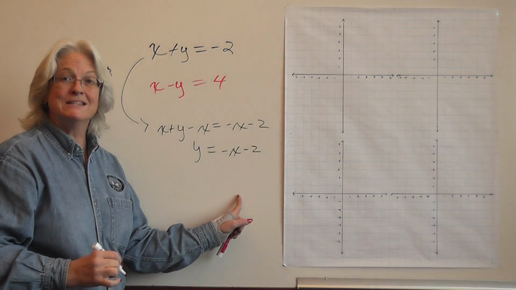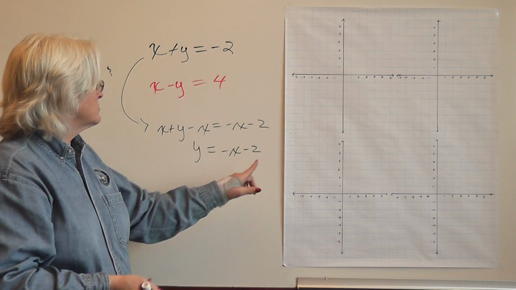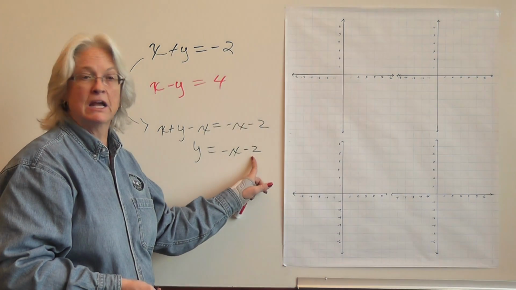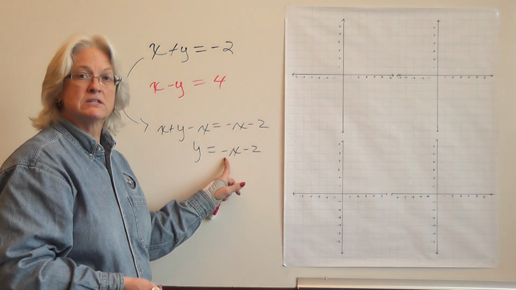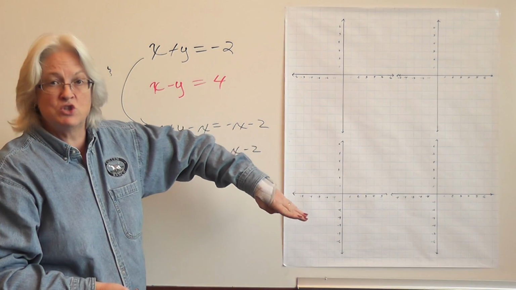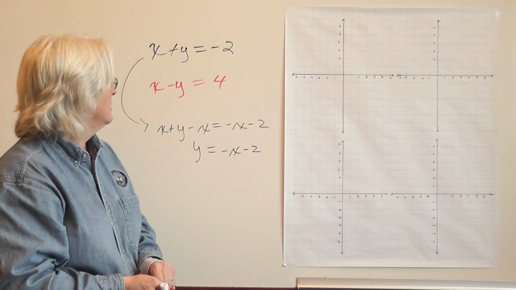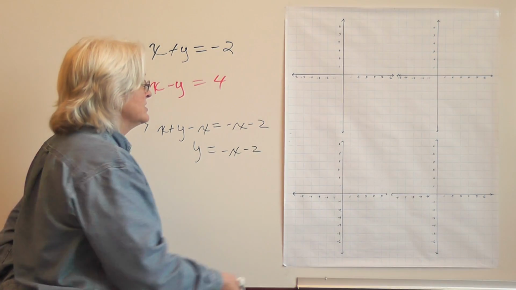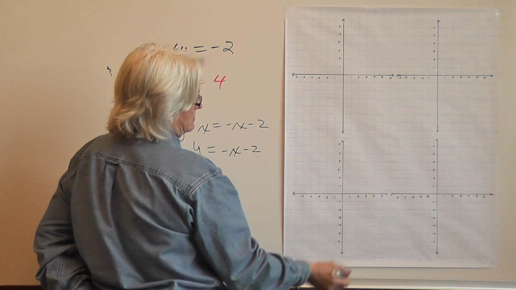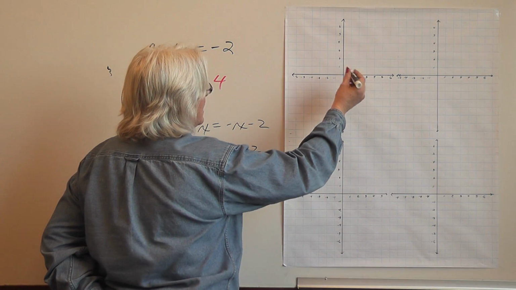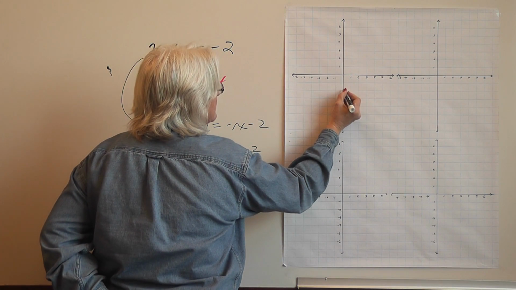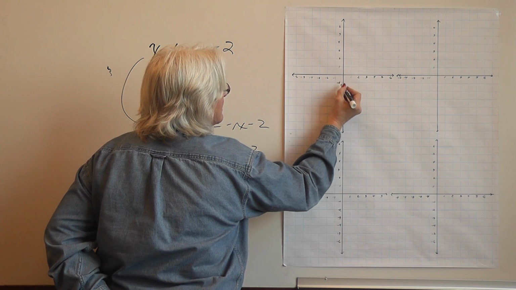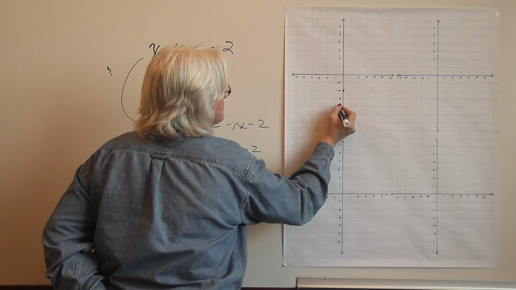Now it's going to be very easy to graph this, isn't it? Because we know the y-intercept is negative 2, and we know that this has a slope of negative 1, so it has a gentle downhill slope. First, we're going to plot our y-intercept, which is at the point where x is 0 and y is negative 2. And I'm looking at this grid, and I forgot to label these two.